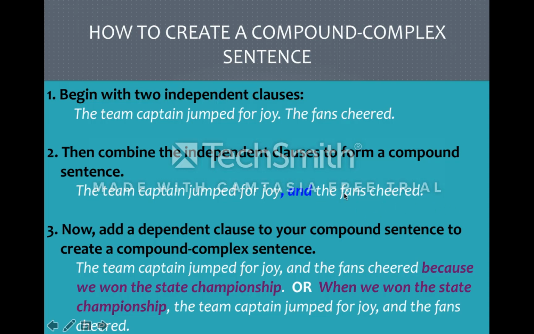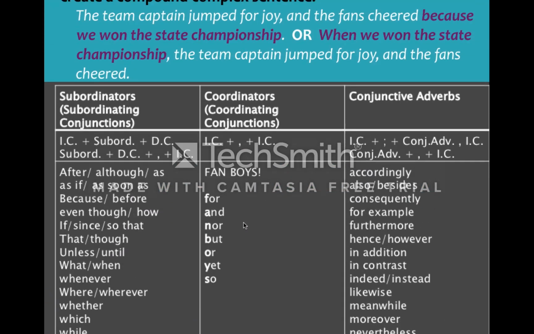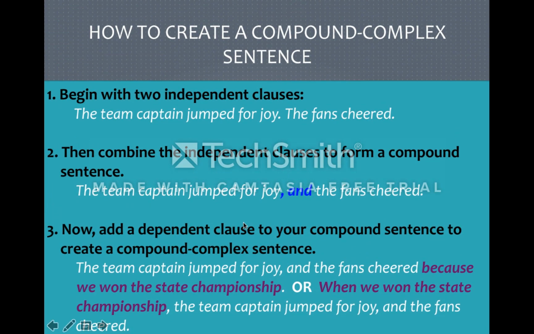the team captain jumped for joy and the fans cheered. Step number 3, now add a dependent clause to your compound sentence to create a compound complex sentence. And therefore we may have: The team captain jumped for joy and the fans cheered because we won the state championship. Or: When we won the state championship, the team captain jumped for joy and the fans cheered.